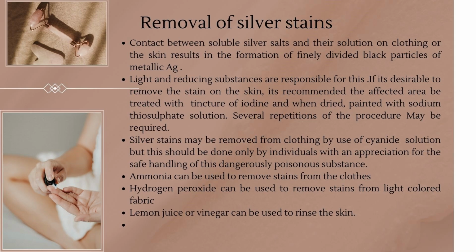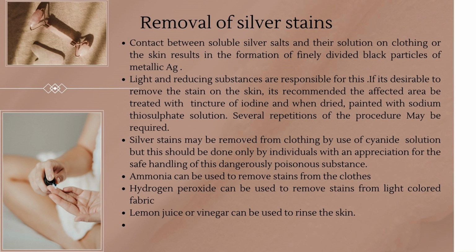How can we remove silver stains? So you can get silver stains due to deposition of finely divided black particles of metallic silver. And this could be due to light and also presence of reducing agents. So if you want to remove silver from the skin, you can treat the skin with tincture of iodine, leave it to dry, and then you paint the area with sodium thiosulfate solution. You can repeat the procedure several times.